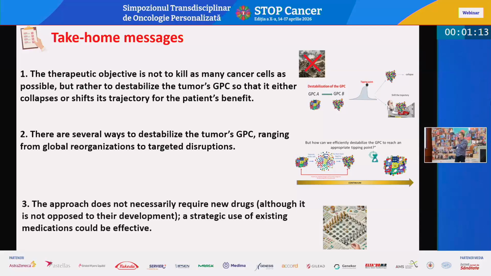And even, of course, we have nothing against new drugs. It's important to realize that we can start research on GPC-based therapy using existing drugs, depending on the quantity, the strategic order, and so on.